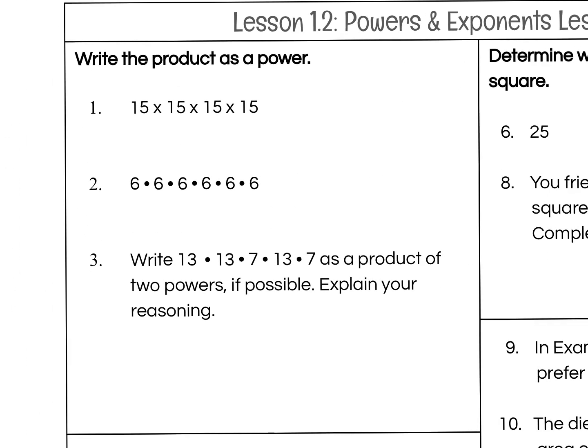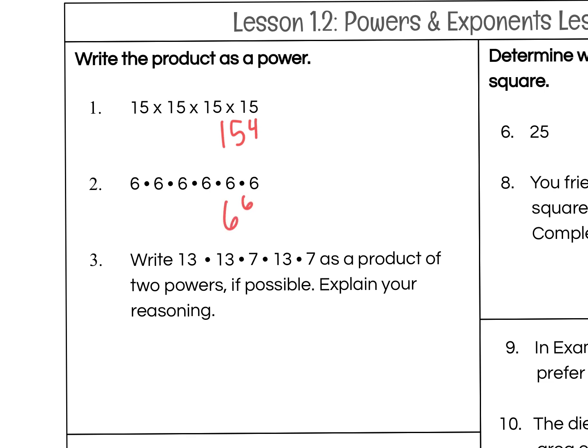So I'm going to write the product as the power. I'm going to have you go ahead and try those 3. And then we're going to talk about them. Okay, number 1 and 2 are pretty easy, right? You could do those pretty quickly. Okay, so what's number 1? 15 to the 4th power. And number 2 is 6 to the 6th power.